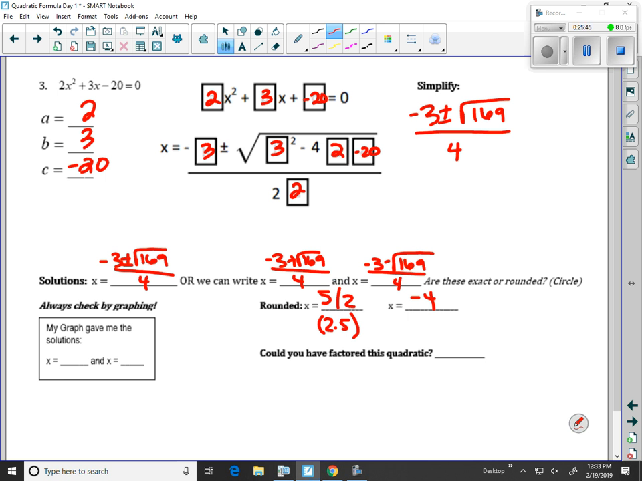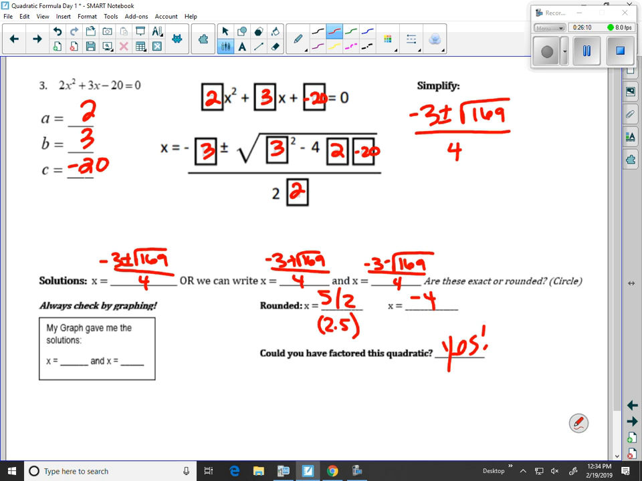169 is a perfect square. If we do 13 squared, it's 169. Anytime you get a perfect square under here, 1, 4, 9, 16, 25, all those, it's going to be exact, and you're going to be able to work with it. So in that case, you will know that yes, actually, you can factor that.